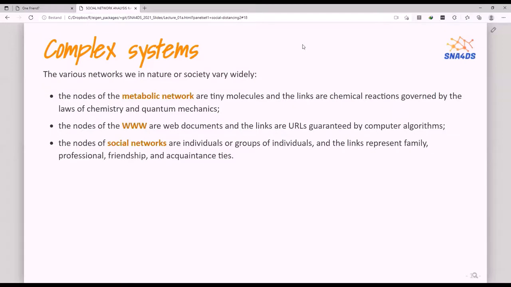If you look at these complex systems, you will easily see that they are actually networks. If you look at the metabolic example that I just gave, you have tiny molecules connected by chemical reactions, and that gives a network. We have a network with the nodes being molecules, and relationships between the nodes. Those are chemical reactions.